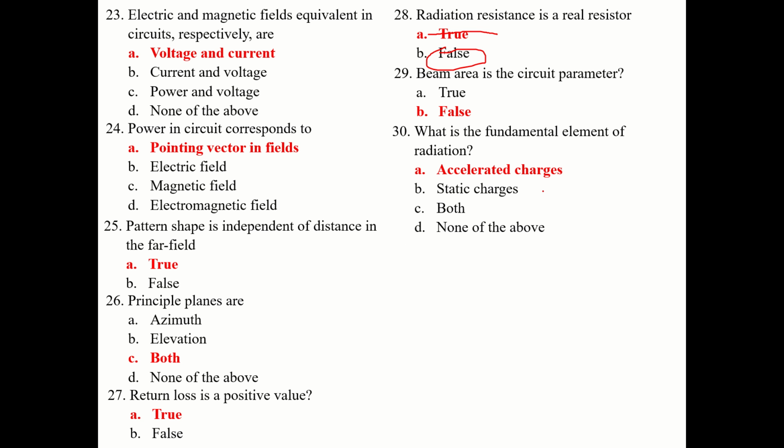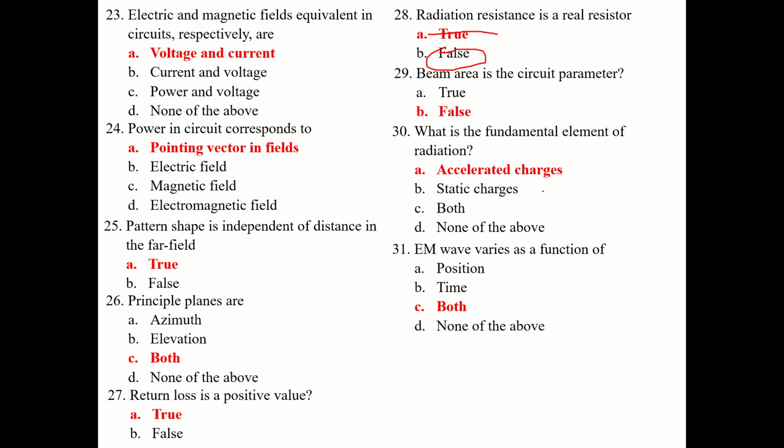What is the fundamental element of radiation? Accelerated charges. Static charges do not cause any radiation, because they are like a capacitor only. They will be there, but they will not have any movement, therefore radiation will not be there. So the fundamental factor of radiation is accelerated charges.